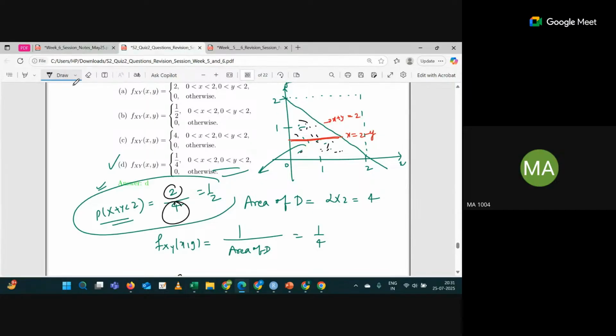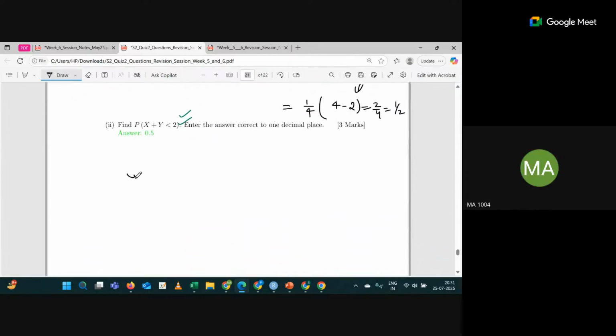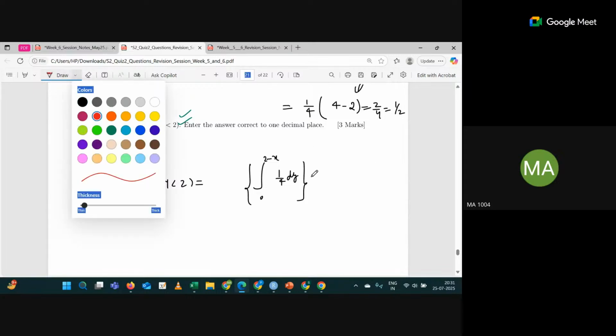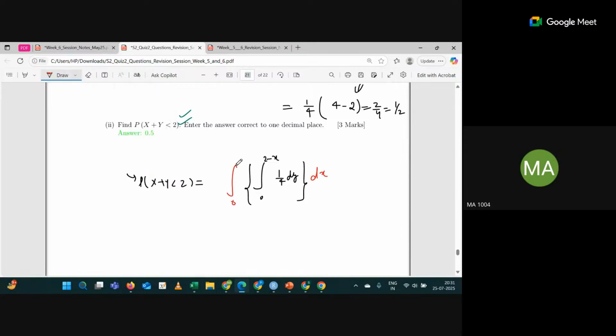And suppose you want to do the integration in reverse order. If you want to find the limit of y, then where to where do you have to integrate? It will be 0 to 2 minus x. So basically, in this case, what will you do? You will do 0 to 2 minus x, 1 by 4 dy, and for dx, it will be 0 to 2. Again, you will get the same answer. You can cross check. Is this clear?